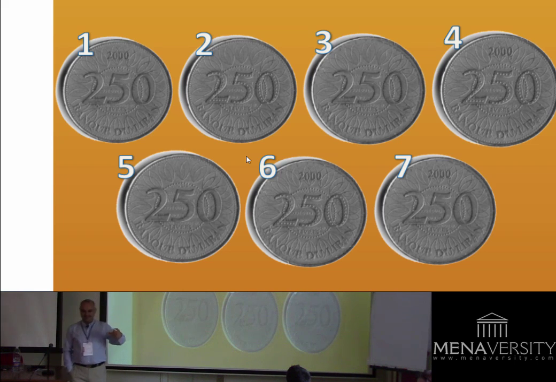You can come closer. All of them? No, there are a lot of variances. No two are alike. Like this one has the year and this one doesn't have the year.